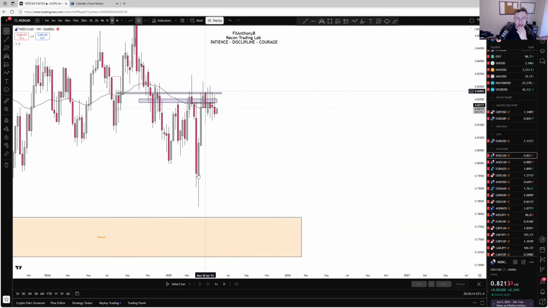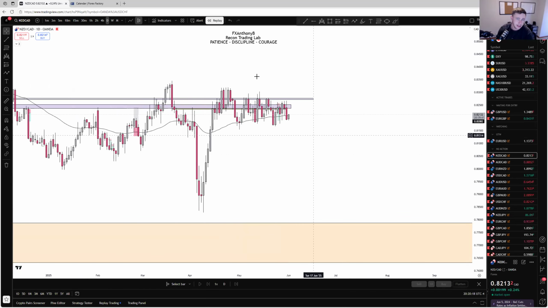We have a higher high and a higher low. Weekly is bullish. I already don't like it. Don't want to trade this. Look at this, this is daily. Look at all this consolidation. 1 day, 2 day, 3 day, 4 day, 5 day, 6 day.